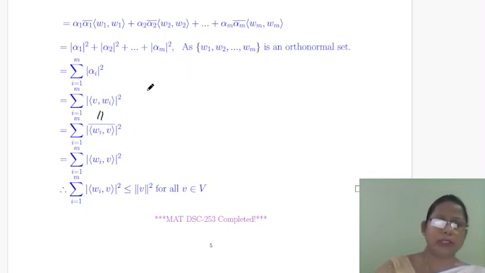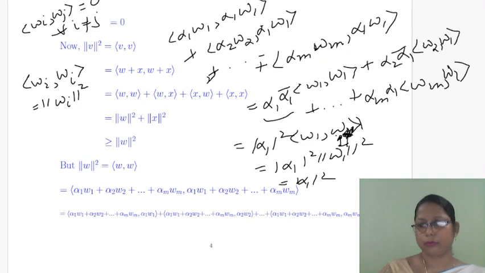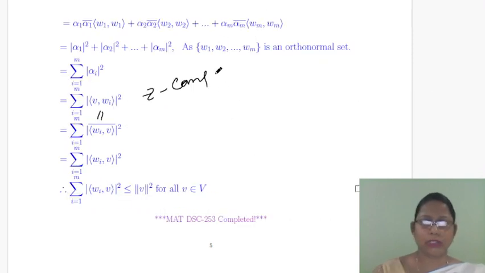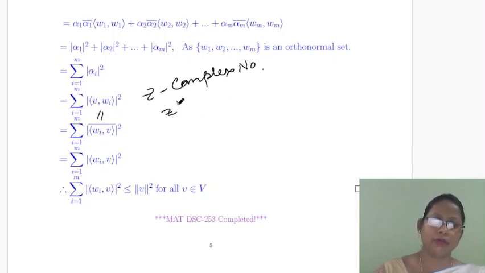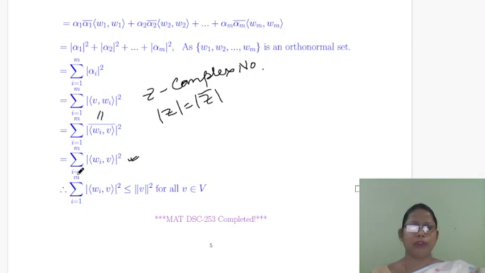And in the case of complex numbers, if z is a complex number, then modulus of z is equal to modulus of z conjugate. So using that property, I can write this is equal to the sum over i ranges from 1 to m of the square of modulus of inner product of wi comma p. So norm of w square is equal to the sum over i ranges from 1 to m of the square of modulus of inner product of wi comma p.